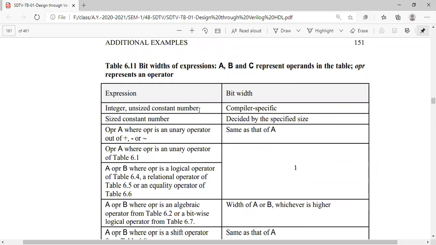So if I don't mention anything, if I mention integer a or unsigned constant number a, for example, then it is compiler specific. If my compiler is 16-bit, it will consume 16 bits for each number, right? A sized constant number will be decided by the size we have specified there. And we have unary operators, and also general operators, relational operators, logical operators, and equality operators. Those take only single bits.